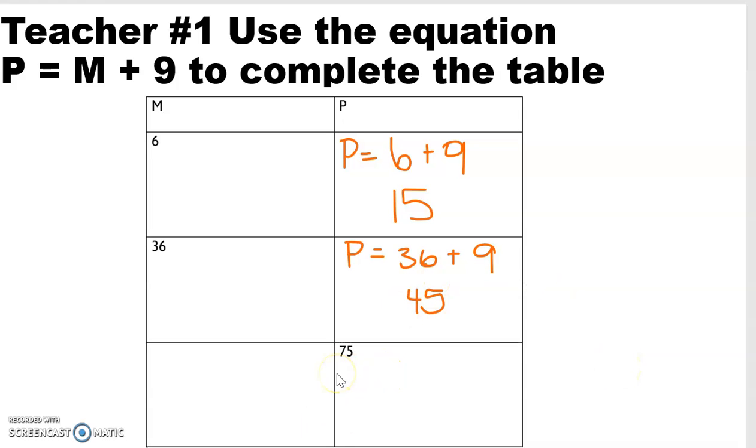In the next empty box, I'm going to identify the m value when p is 75. So this 75 is going where the p is, and I need to solve this equation for m. To identify the value of m, I'm going to use my inverse operation to solve. If I complete that, 75 minus 9 is 66. When I'm going from my dependent variable to my independent, I'm using the inverse operation to solve.